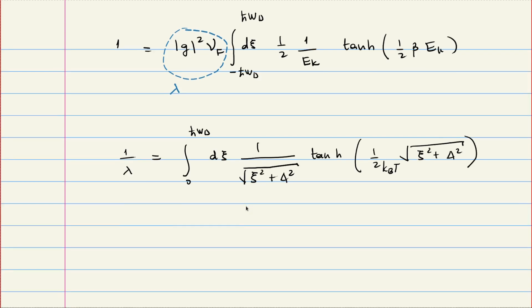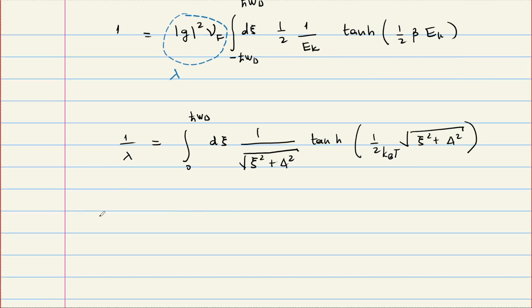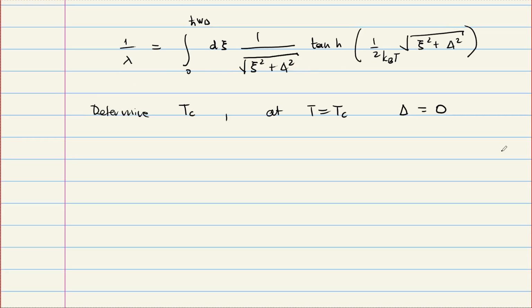So let me do two things and I'll finish after that. First, let's determine TC. If you remember, we had a long discussion about this in Ginzburg-Landau theory. At T equal to TC, what is delta supposed to be, right at the transition temperature? Zero, right? Exactly. And from here, we can put in TC and find TC for this expression.